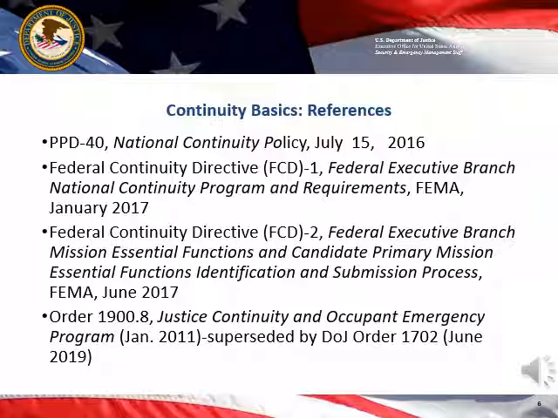Order 1900-8 requires the Department of Justice to have a COOP and occupant emergency plan and defines roles and responsibilities for creating, implementing, training, and maintaining those plans. Order 1900-8 was updated by Order 1702 in June of 2019.